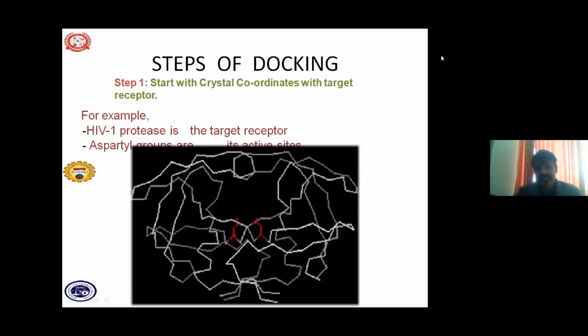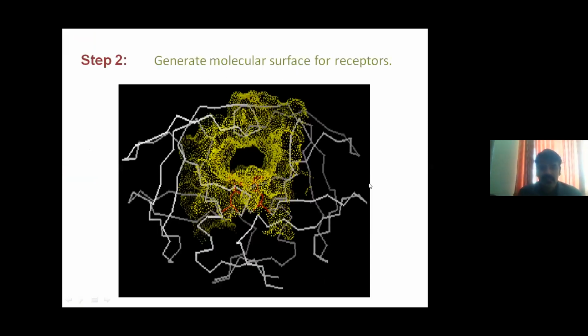So this is your HIV protease target. One example I have seen here. Shown here, the aspartate group is the active site. How did we get to know this aspartate group is the active site? For this, you have to go through some literature and see which molecules take part in infecting the organism or the host. After going through the research papers, we got to know aspartyl groups are in the active site.